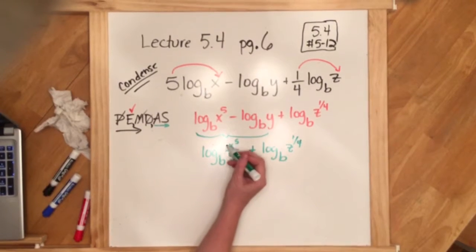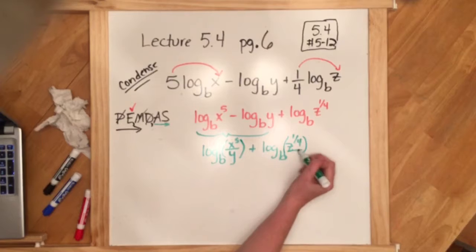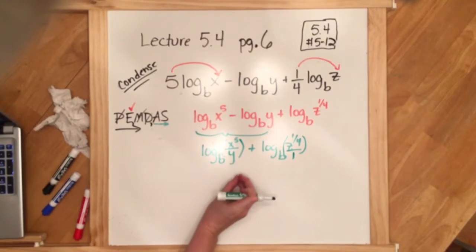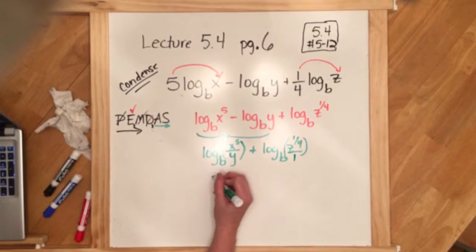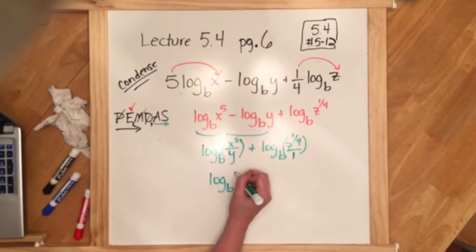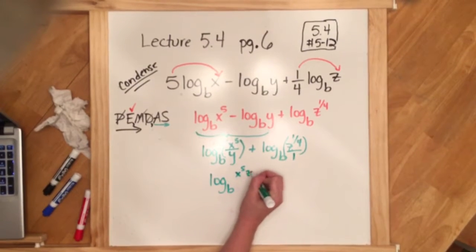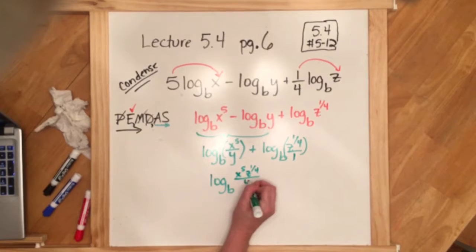So since we have a fraction here, I can write this as a fraction by writing it over 1. And when you multiply fractions, you just multiply their numerators and their denominators. So we have log base b x to the 5th z to the 1/4 over y times 1, which is just y.